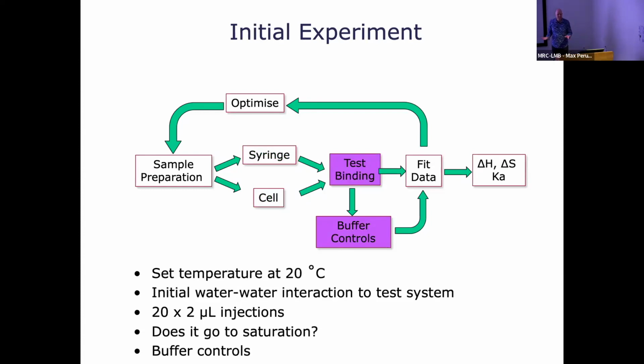A typical experiment might start off at 20 degrees. It's always good to do an initial water to water run just to check the system, because if someone has left it all dirty and you get a horrible trace with water to water, then you need to clean it all out, rather than putting your protein in at high concentration and ending up going, oh, that looks like horrible data. Oh, it's a bit dirty.